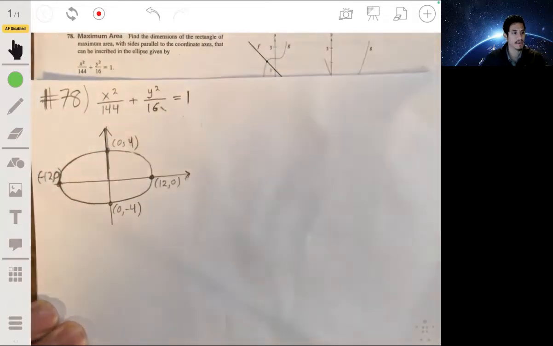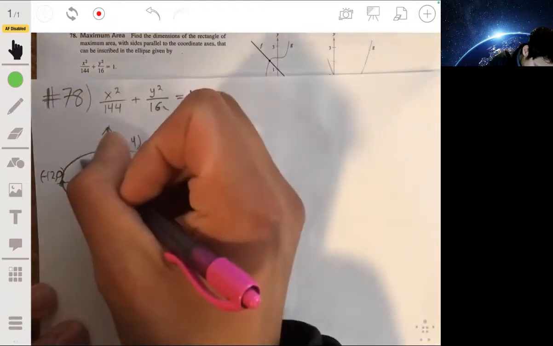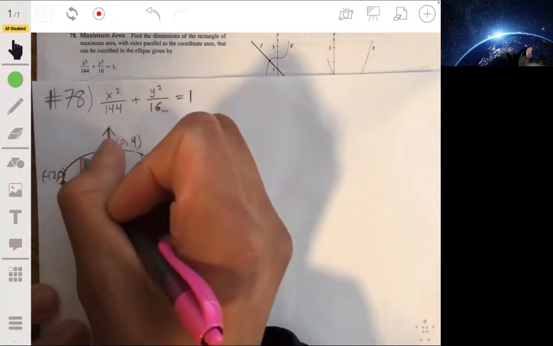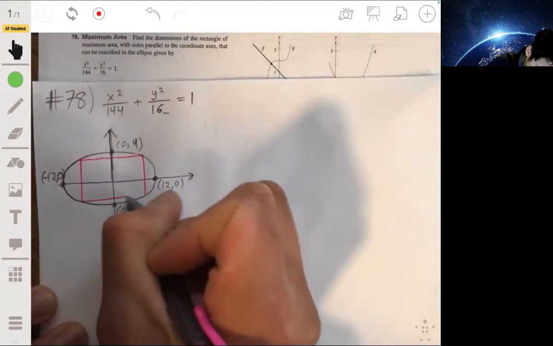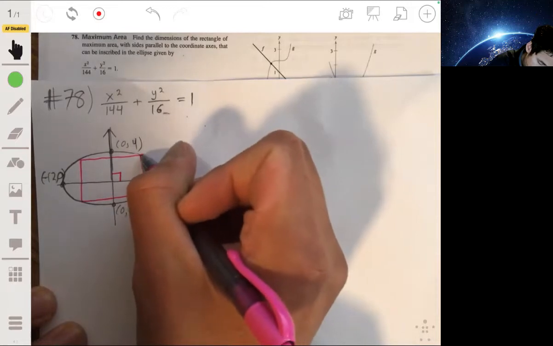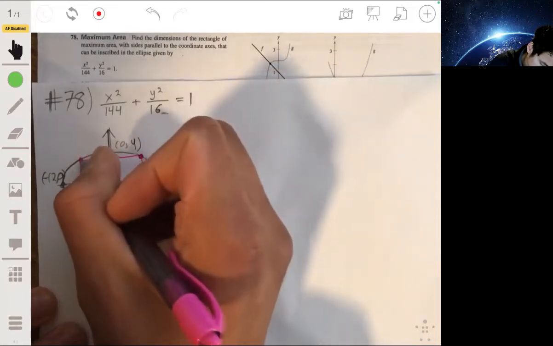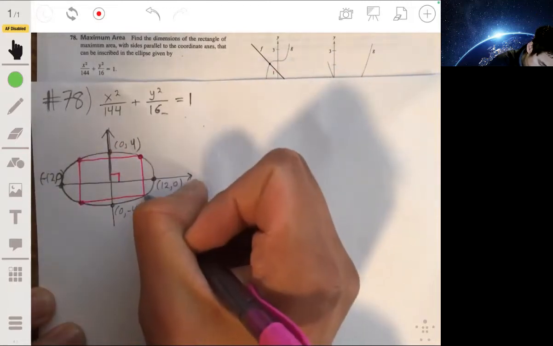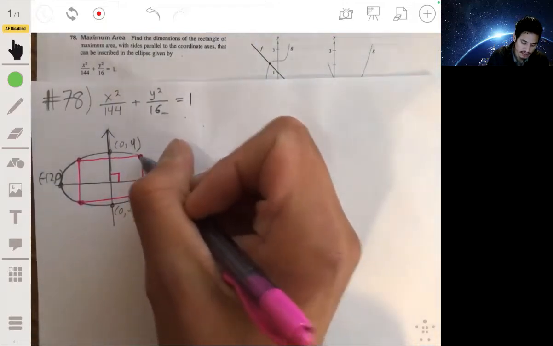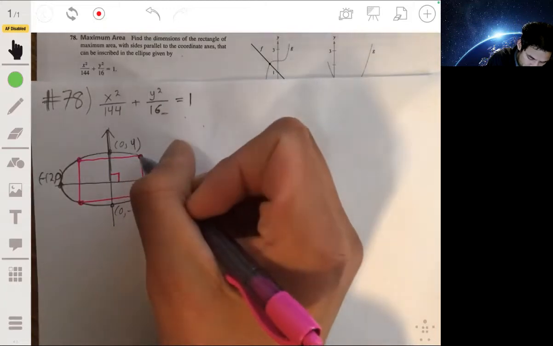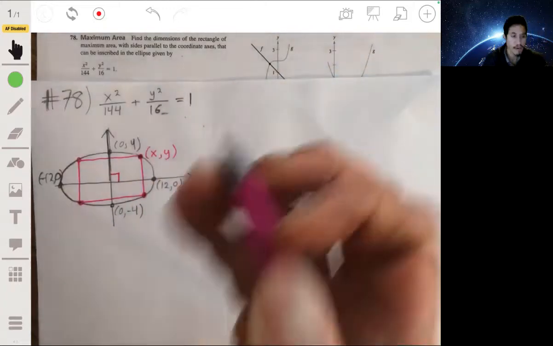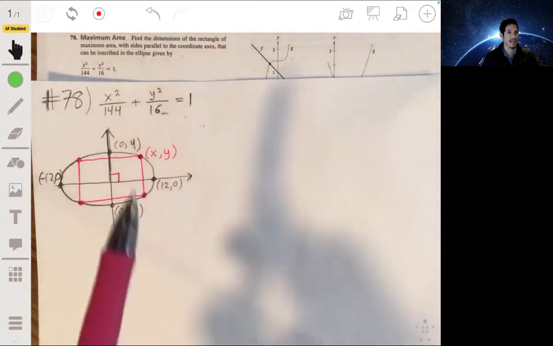And so your rectangle is going to be trapped within it, and this ellipse is centered at the origin, so it's going to be symmetric in all 4 quadrants. So let's look at this one upper right hand corner with its coordinates being x, y. So we want to find the values of x, y.